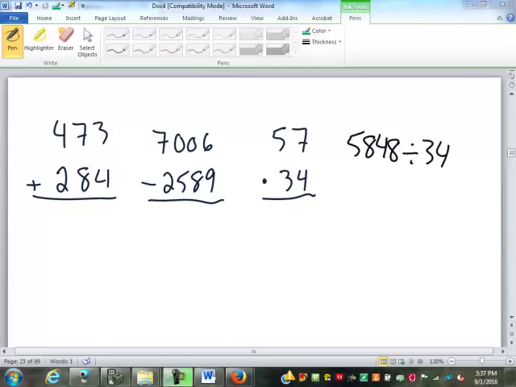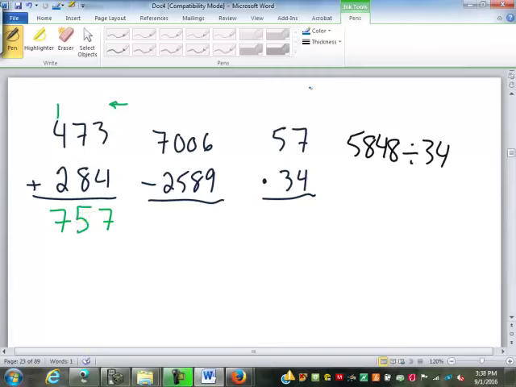So for our first one, this one's pretty straightforward. We're adding. We start on the right, work our way back to the left. 3 plus 4 is 7. 7 plus 8 is 15, so 5, carry the 1. And 1 and 4 make 5, plus 2 is 7. So we're at 757 for the first one. How many of you had that for the first one? Good deal.